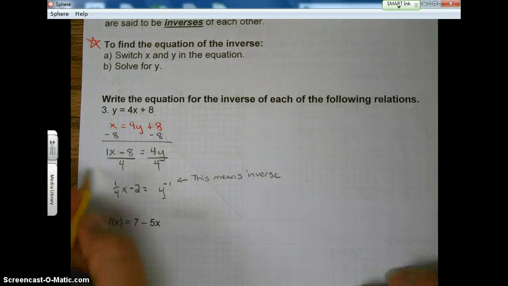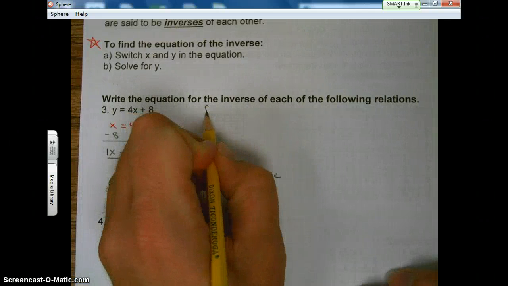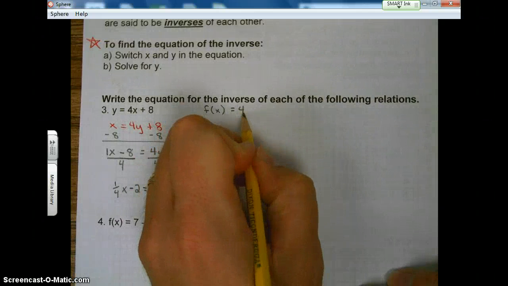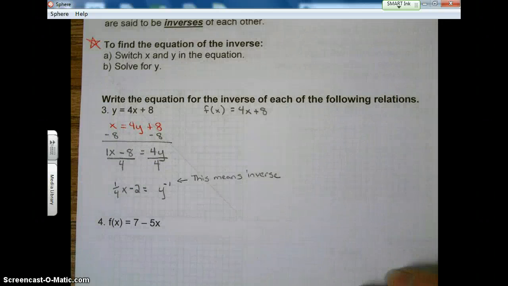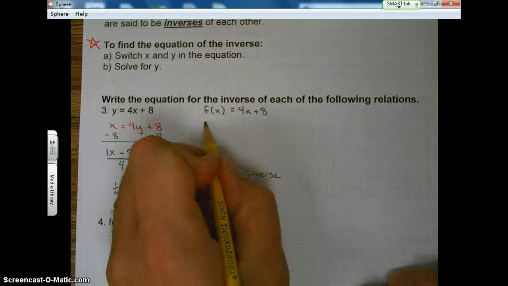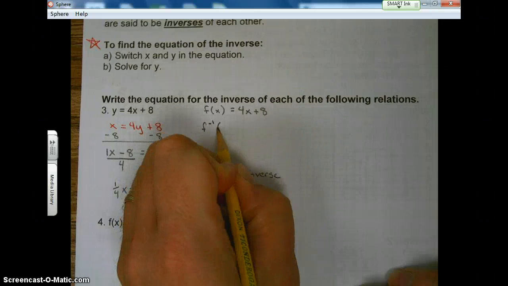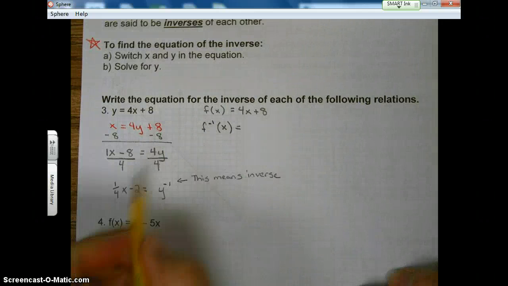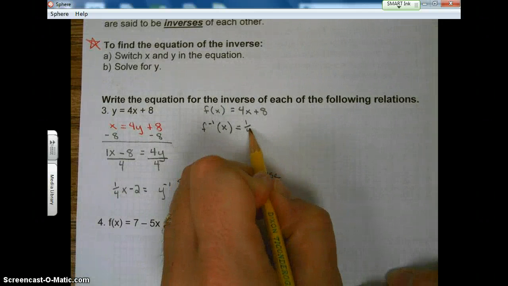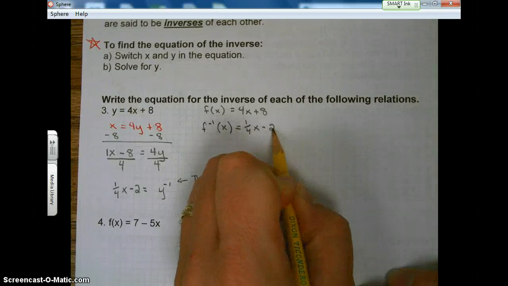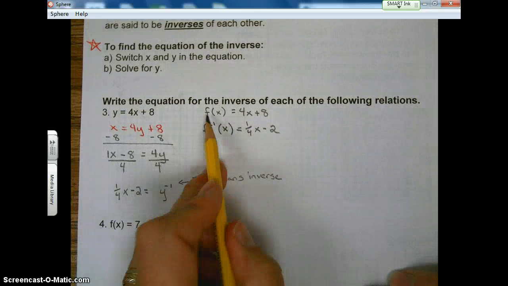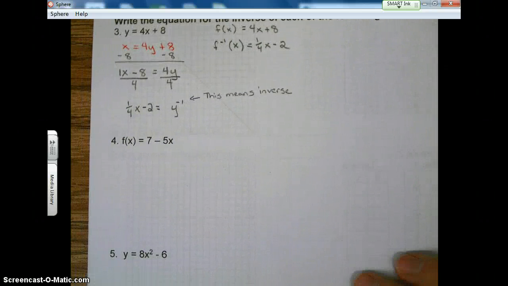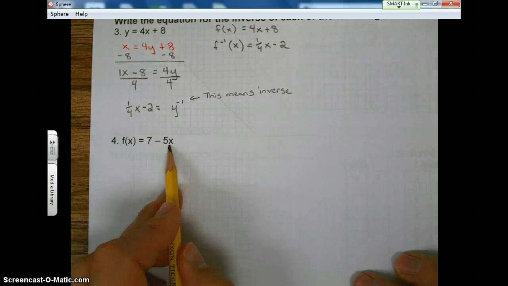Using function notation, we might have had f of x up here equals 4x plus 8. Showing the inverse using function notation, we would have f of negative 1 of x equals 1/4 x minus 2. Original function, inverse function. Okay? And here we have one in function notation.